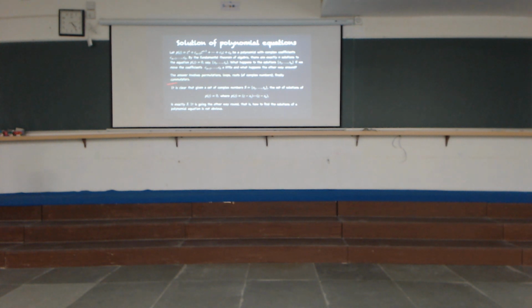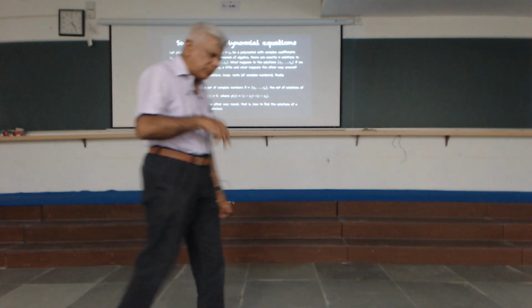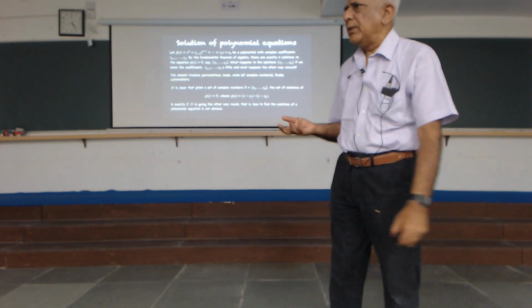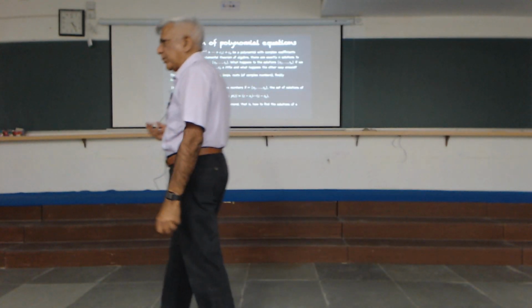and as I said, I almost always only look at those polynomials whose solutions are distinct. So now, what happens to the solutions if we move the coefficients a little, and what happens the other way around? As I told you before, imagine that you have the solution space and you have the coefficient space. Now, you want to wiggle around the coefficients a little bit. You want to see what happens to the solutions. And you want to wiggle around the solutions a little bit, and then you want to see what happens to the coefficients.